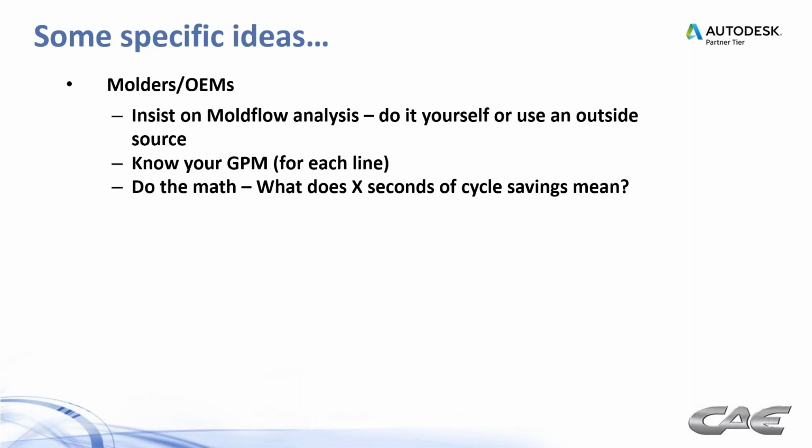Know your GPM. I find this out a lot. I've gone to a lot of mold trials, not recently with COVID, of course, but a lot of times I go there and I ask them, how many GPM are you putting through this mold? And I'd say at least 90% of the time, they don't have a clue. No idea, they're not measuring it. And do the math. What does X seconds of cycle savings mean to you? You saw some big numbers that we calculated, based on some assumptions earlier, $183,000 a year, $206,000 a year. That's huge. Maybe it's only $10,000 a year, still worth it.